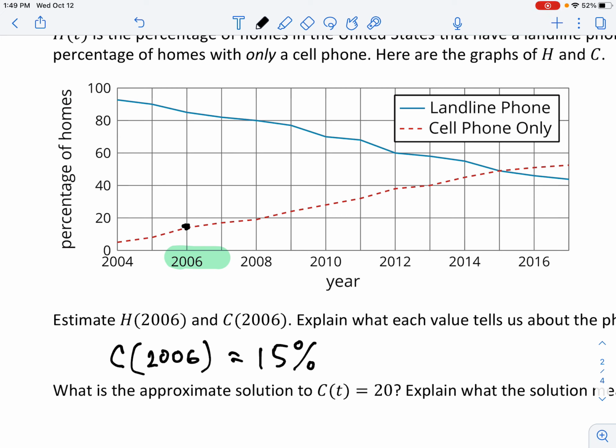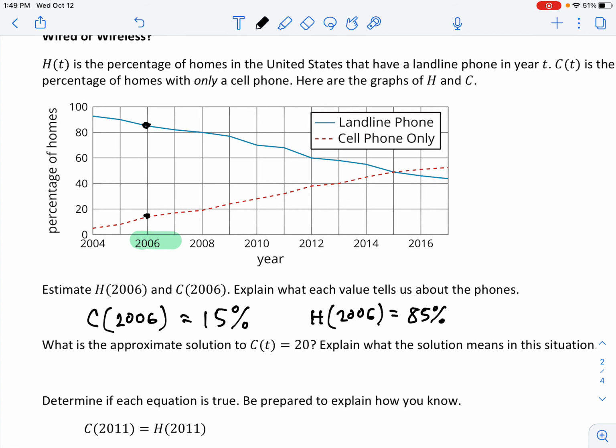Now, if we go up to the other line, the blue line, that's the landline. We can see that one is above 80, but not quite halfway to 100, so that's probably about 85. So H of 2006 is approximately 85%. What that means is that the vast majority of homes had a landline in 2006, 85%, whereas only 15% had only cell phones in their homes. Next question says, what is the approximate solution to C of T equals 20?